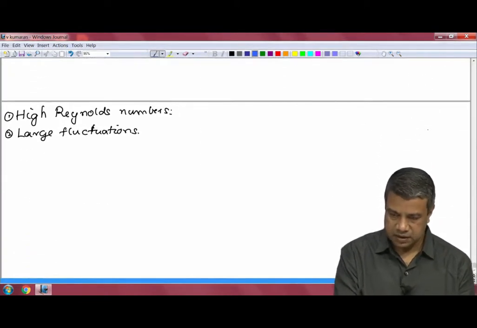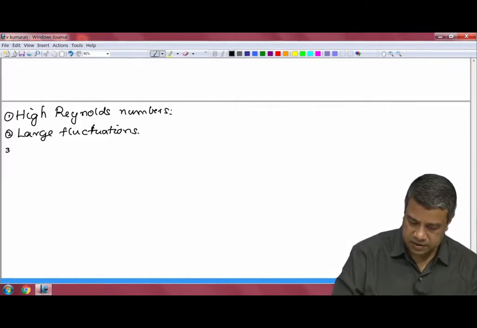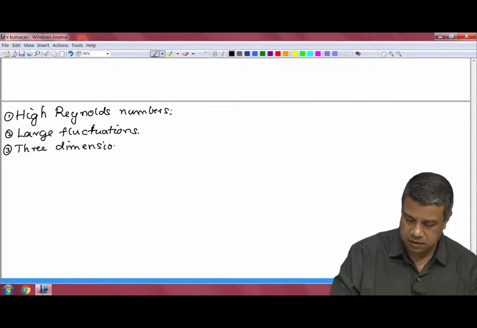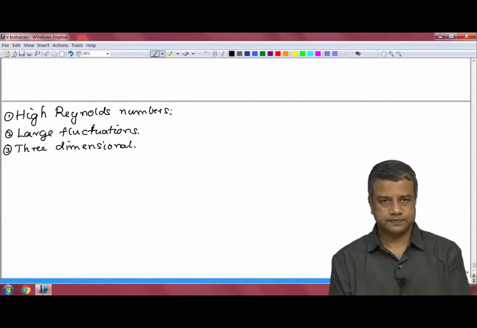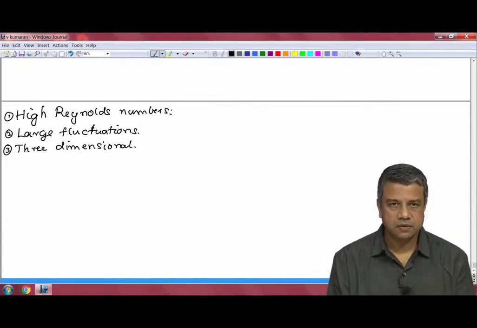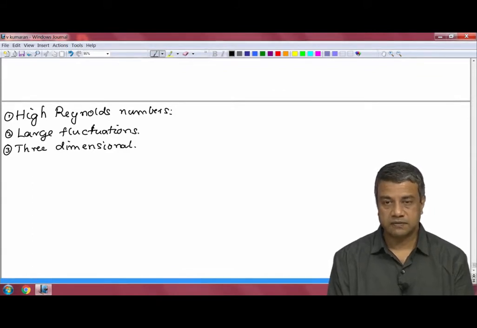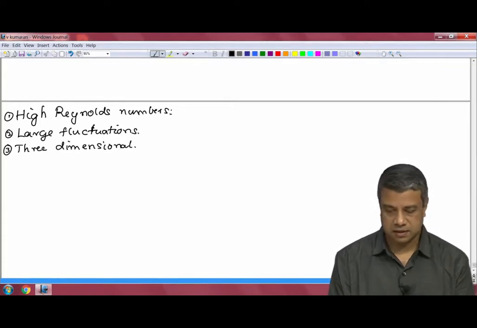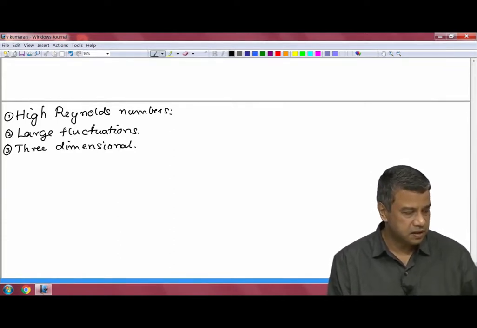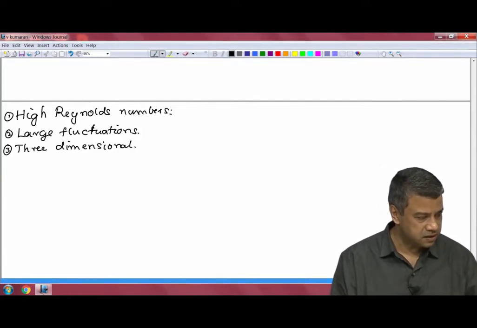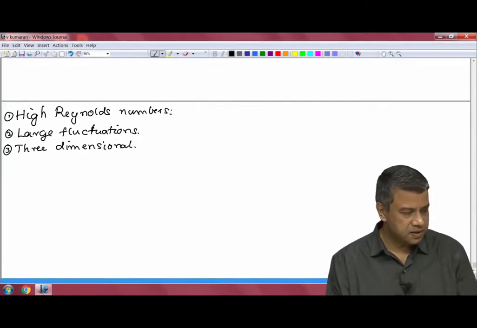Okay. Another characteristic of turbulent flows is that it is necessarily what is called three dimensional. In the flow through a pipe, for example, the mean velocity is in the axial direction along the pipe. However, the fluctuating velocities are in all three directions. There is no such thing as a two-dimensional turbulent flow, because the velocity fluctuations are necessarily in all three directions. Okay. Therefore, turbulent flows are always three-dimensional.